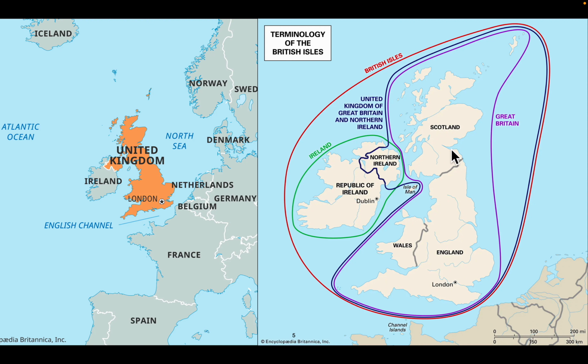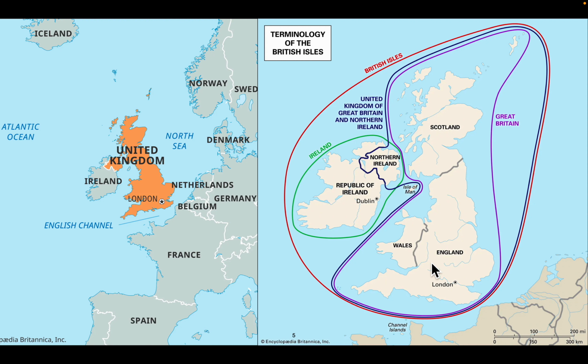Now, what is Great Britain? It's the big island that holds England, Scotland, and Wales. Add Northern Ireland and you have the 4 countries of the UK: England, Scotland, Wales, and Northern Ireland. Yes, they are called countries inside the UK.